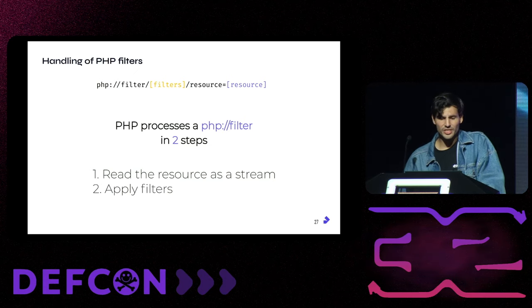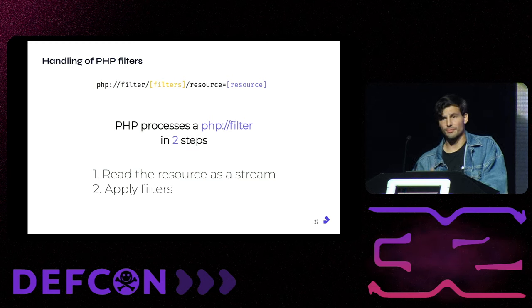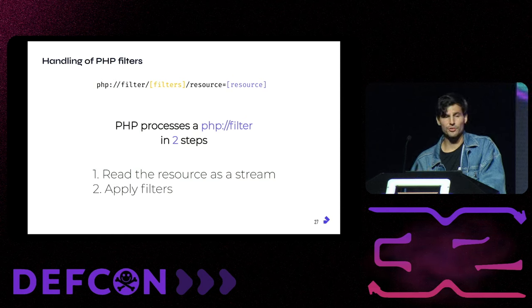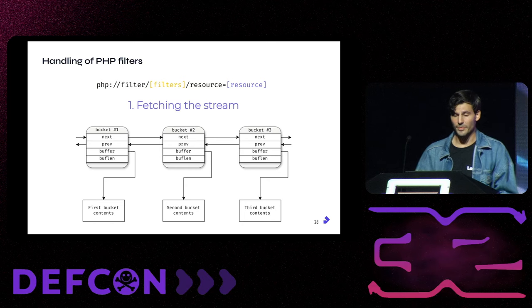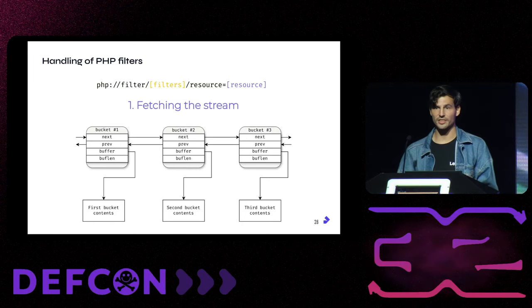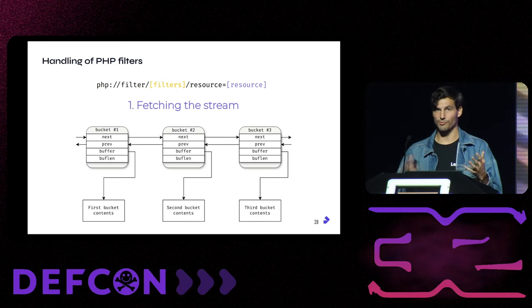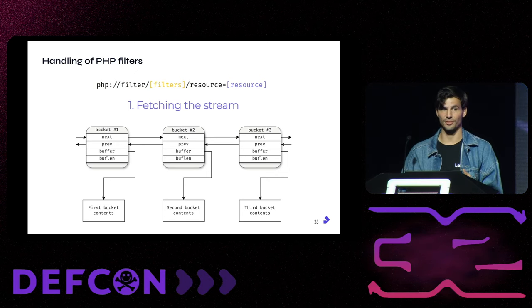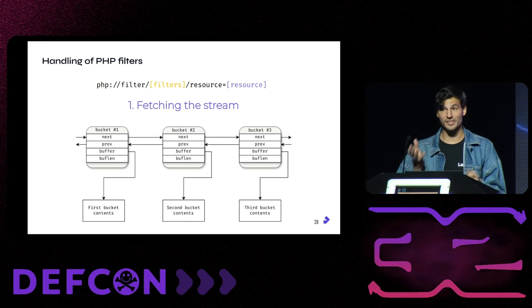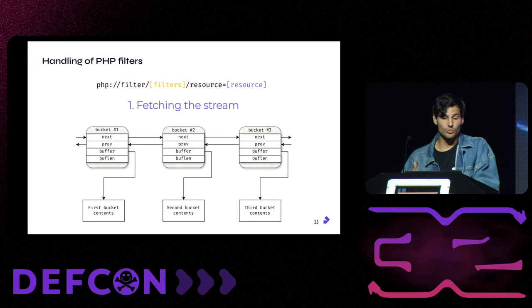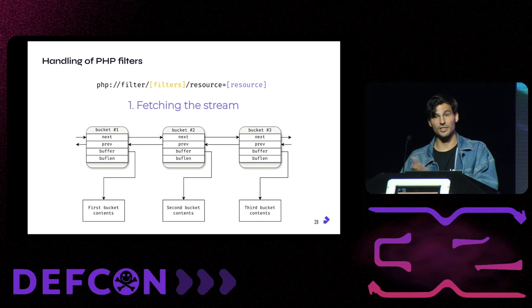OK. So in addition to this, there's one thing that we need to understand, which is how PHP processes PHP filter strings. To do so, it has a two-step process, where it will first read the resource as a stream, and then it will apply filters one by one onto the resource. To fetch the stream, it will use a very standard structure, which is called a bucket brigade. Each part of the stream is represented as one bucket of a few bytes. So for instance, if you read /etc/passwd, the first bucket may contain 5 bytes of /etc/passwd. Then the second bucket will contain the next few bytes, so for instance, 10 bytes. And bucket 3 will contain a few more bytes that come right after, et cetera. So that's a way to represent any stream: a list of buffers that are linked together and that may have different sizes.